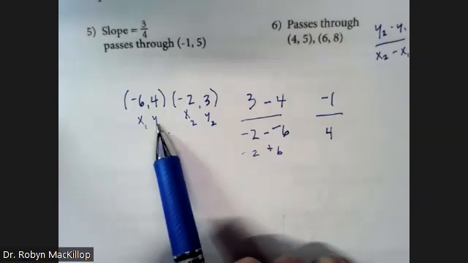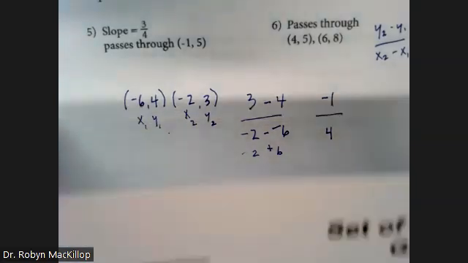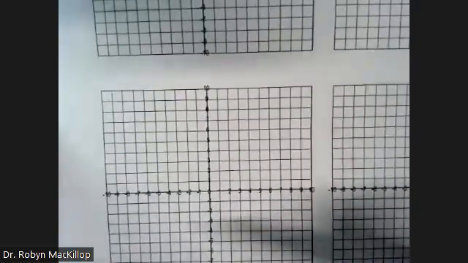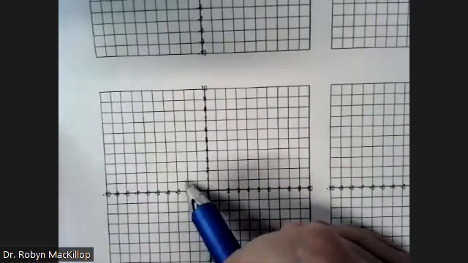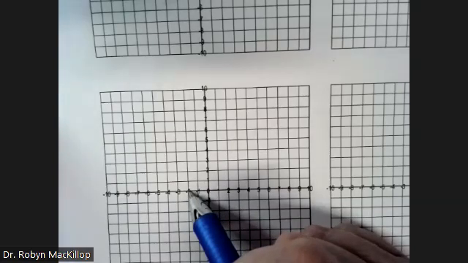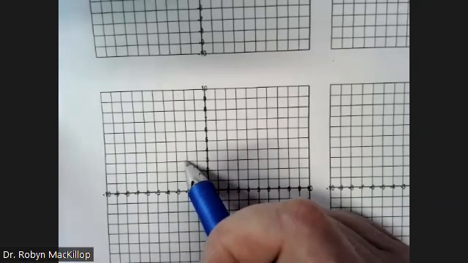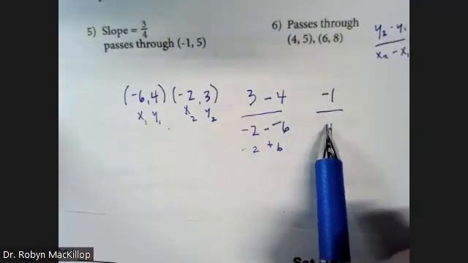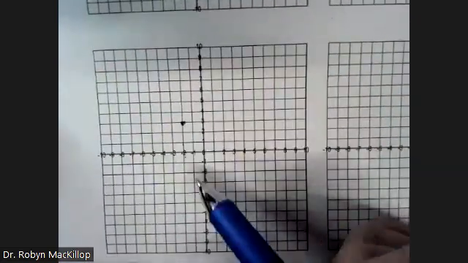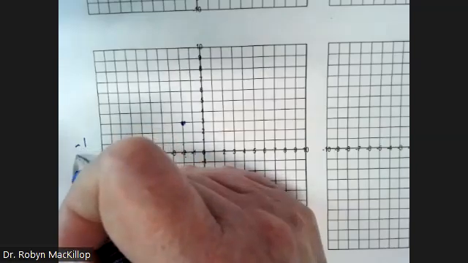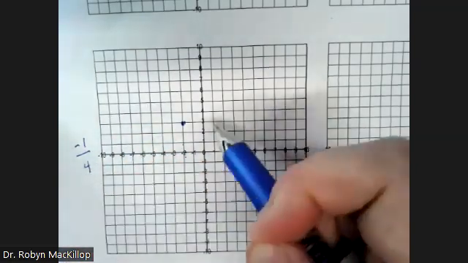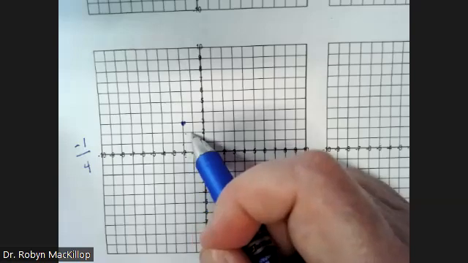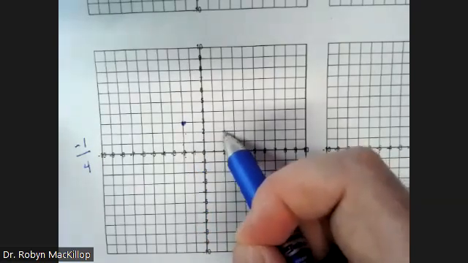Pick either set of ordered pair. Let's do the -2 and 3. So -2 on x, +3 on y. There's our first coordinate based on information they gave us. And then our slope is -1 over 4. So from here, we're going to go down 1, to the right 4. 1, 2, 3, 4.